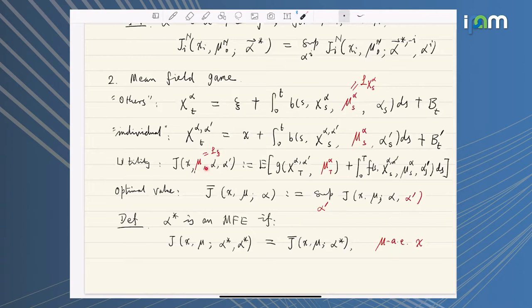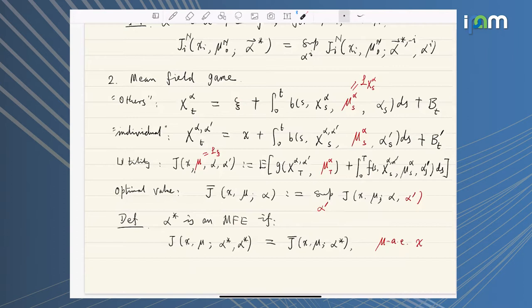And the individual player wants to choose alpha prime to maximize his utility, to maximize over alpha prime. So here it's the same: the measure depends on the others, and the state depends on the individual. So there is the individual state, the group measure, and the individual control, alpha prime. That's the optimal value for the individual player.